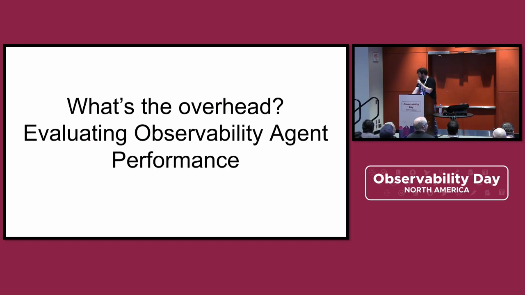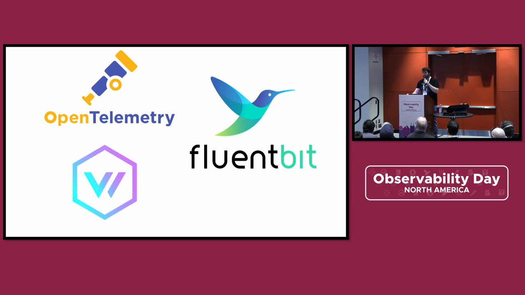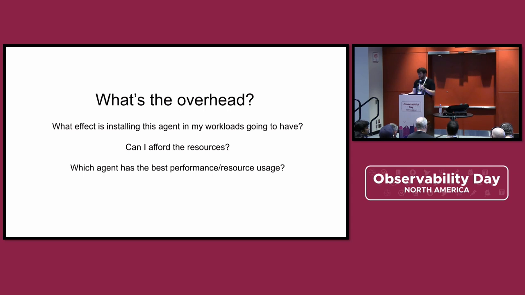Observability agents are quickly becoming one of the most important parts of most modern infrastructure, especially in scenarios where you can't go change an application and add a bunch of instrumentation to get metrics, or you just need to get the system metrics running alongside your application. When you're installing a new piece of critical infrastructure on your VMs or in your clusters, one of the first big questions is, what's the overhead? What's the effect that this is going to have by installing it on my system?